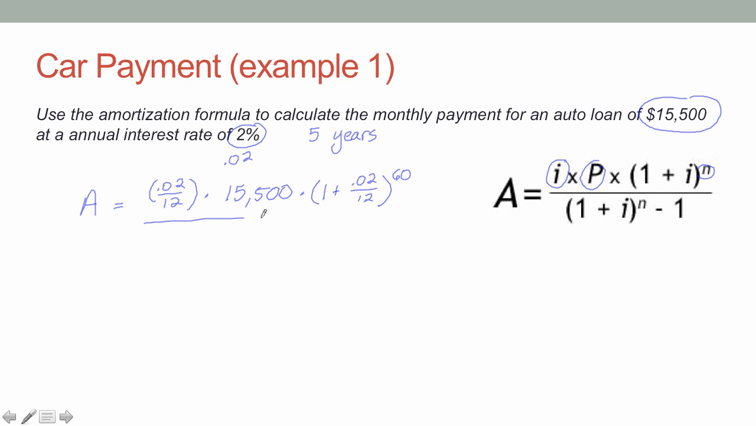Now divide that all by 1 plus I, all to the 60th power again, and then minus 1. Whew, look at all that. It's quite a lot there, right? Take a snapshot of that, write that down, and then we're going to go back to our Desmos calculator and calculate all that out.